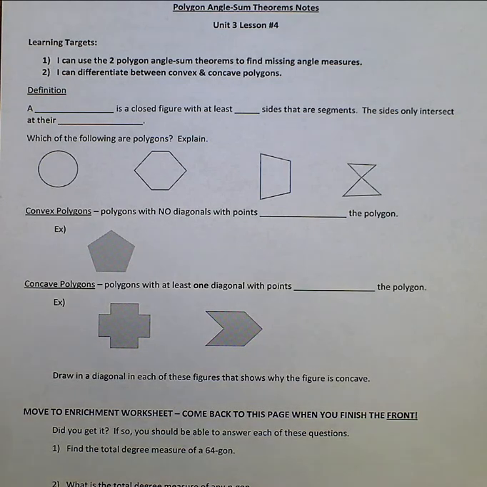Polygon angle sum theorem. It's on the table for today. At the end of this video, you should be able to use the two polygon angle sum theorems to find the missing angle measures. And you should be able to differentiate between convex and concave polygons. Differentiate, tell the difference between.